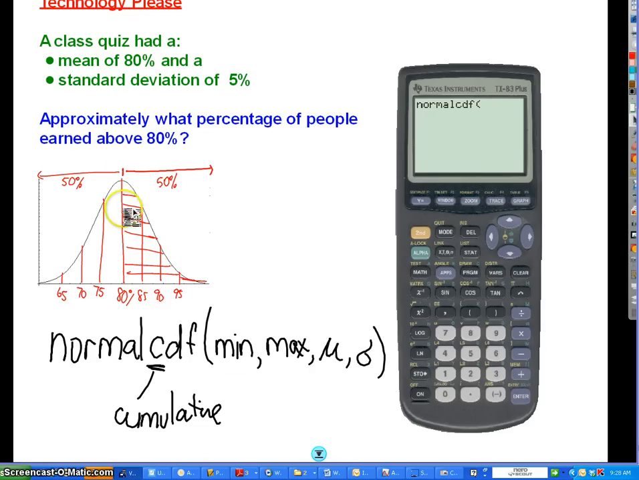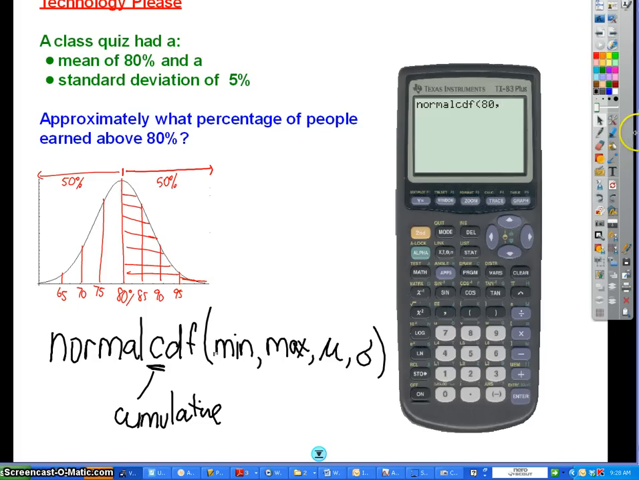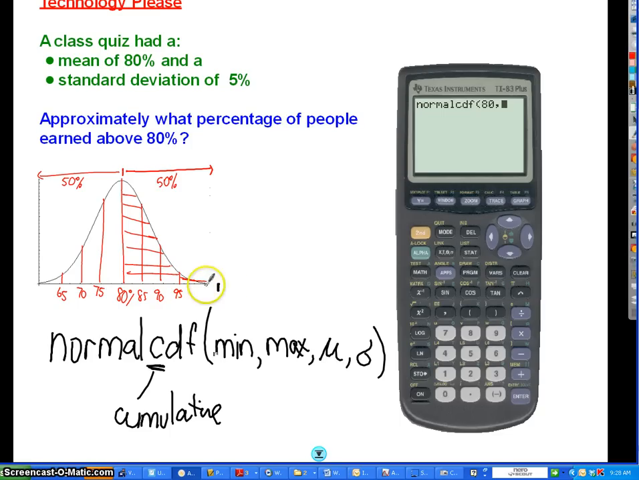Now for our minimum value, this time we're going to put in 80, comma. Now our maximum value is tricky because we don't have a particular maximum value, but this is how we can use the calculator to put it in. If it just goes infinitely in this direction, we're going to tell our calculator to do 1 times 10 to the 99. That's the biggest number our calculator can do. And for minimum values down here, we're going to tell it to do minus 1 times 10 to the 99. That's how our calculator can deal with infinitely small and infinitely large values.